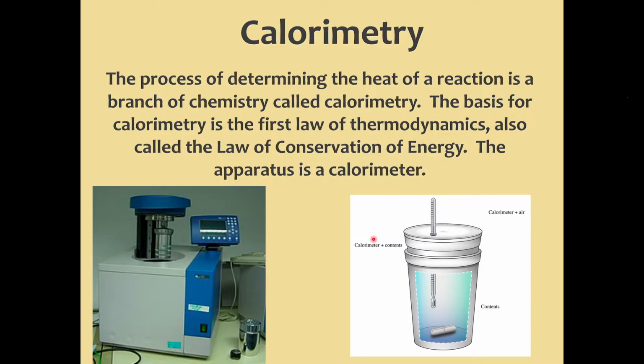Now, moving on to calorimetry. The process of determining the heat of a reaction or the specific heat of a substance is a branch of chemistry called calorimetry. The basis of calorimetry is the first law of thermodynamics, also called the law of conservation of energy. What we're basically saying is that heat cannot be created or destroyed, it can only be transferred. In a chemical reaction, the energy of the chemical bonds is transferred to thermal energy, and we're measuring the thermal energy. So we can assume it is the same as the potential energy of the chemical bonds, and that's essentially what we're trying to do here.